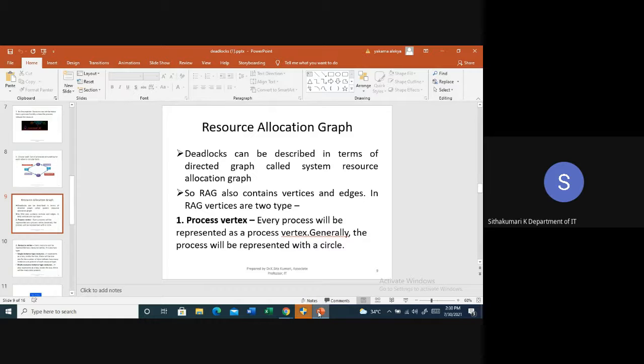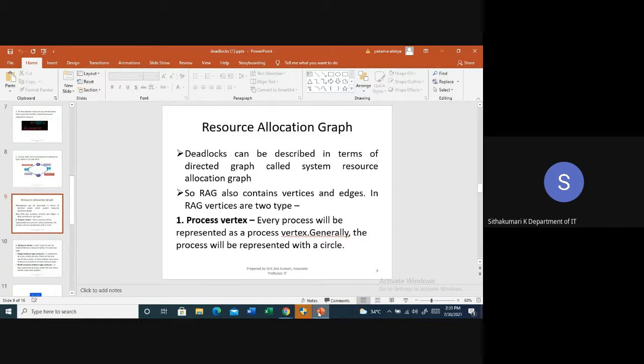For this example, let us see whether these four conditions are met or not. What is the first condition? Mutual exclusion. Here, all the stepping stones, which are the resources, are non-shareable. So the first condition is met. The second condition is hold and wait. Each person is holding one stepping stone and waiting for another stepping stone. So the hold and wait condition is met.